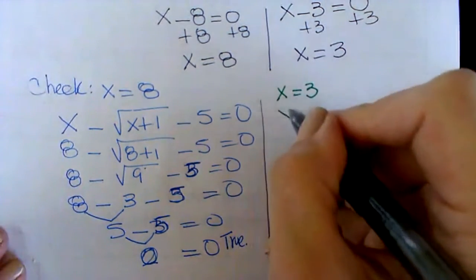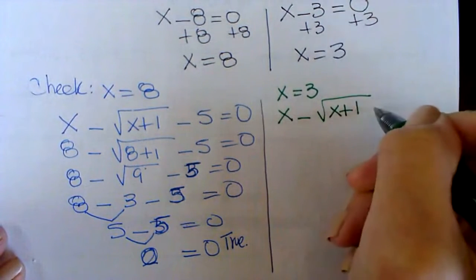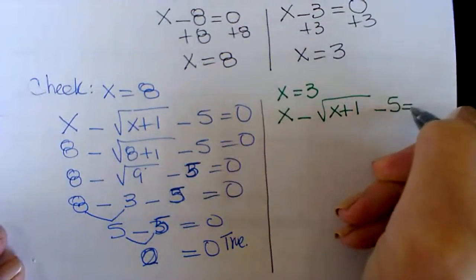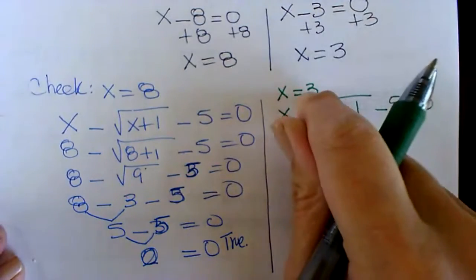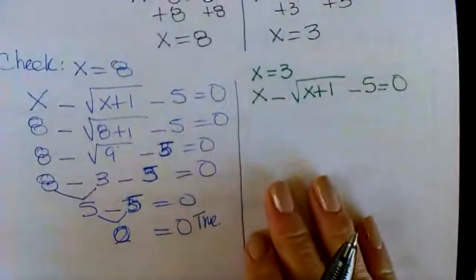Now let's do this x. What I'm doing is replacing the x, substituting the x for 3 into the original equation. That's what I'm doing.